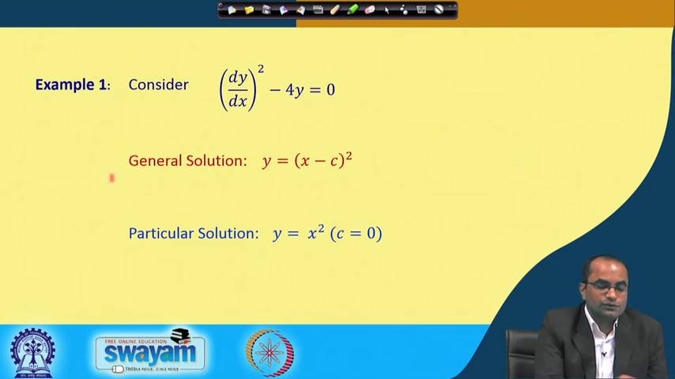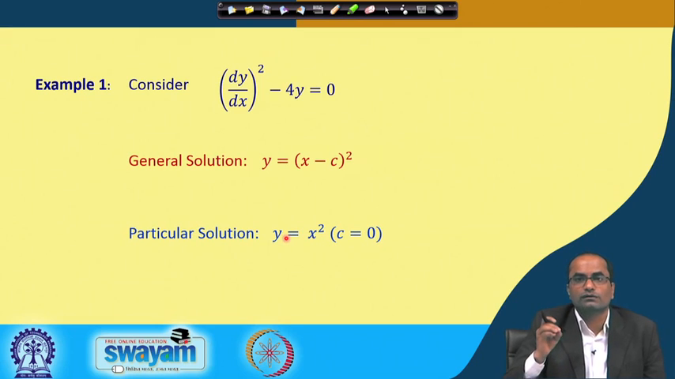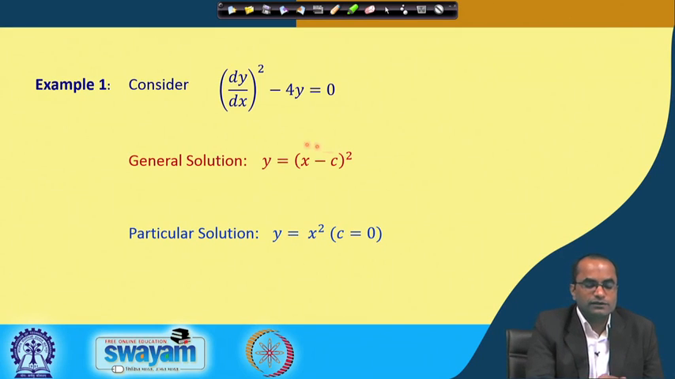This was the general solution. So, both are solutions, but one is the general solution, the other one is a particular solution, or a particular curve out of this family of one parameter curves.